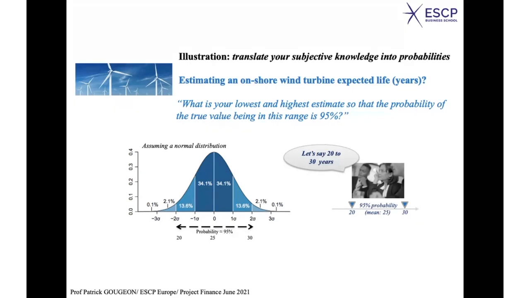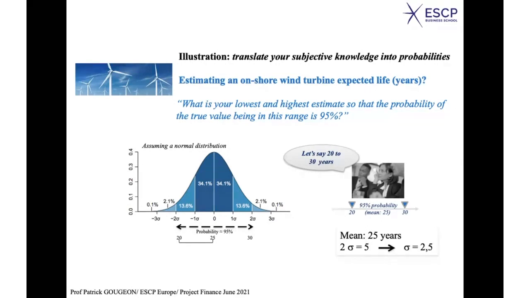In other words, if I take the answer here, you have 95% to be between 20 and 30. If you take a mean of 25, it means that the distance between 25 and 20, if you assume a normal distribution, is 2 standard deviations. The distance here would correspond to 2 standard deviations. So the standard deviation is what we are looking for, okay? And it's easy to find because if 2 standard deviations correspond to a value of 5 years in this case, then it means that the standard deviation is 2.5.